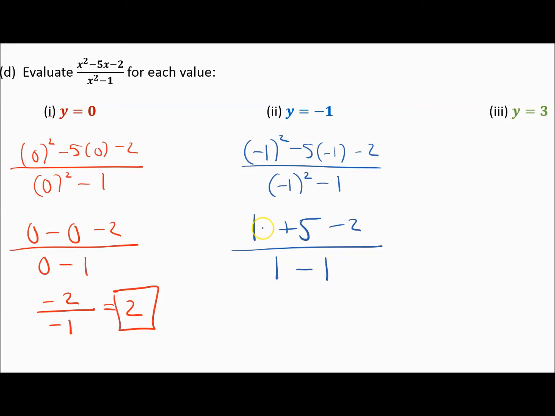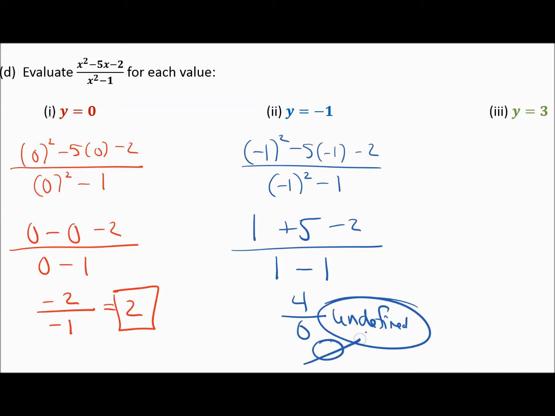Now watch this. 1 plus 5 is 6 minus 2 is 4, divided by 0. What do we know? Undefined. Turns out we were not allowed to plug negative 1 into this expression, and that happens. And so this is undefined. If you're doing this on the computer, that's the answer. So it's like the empty set.